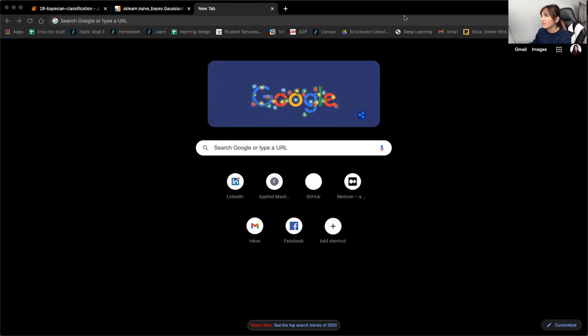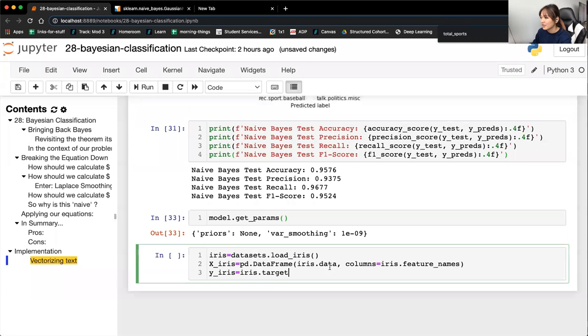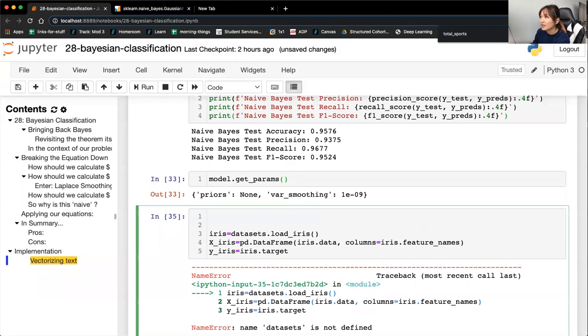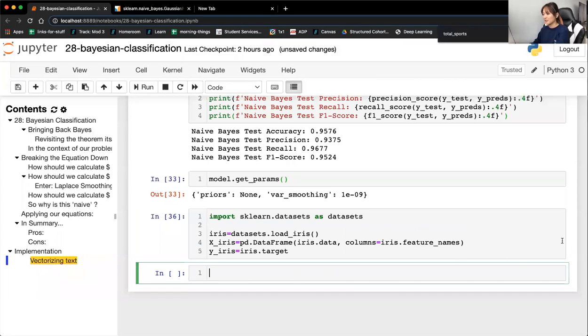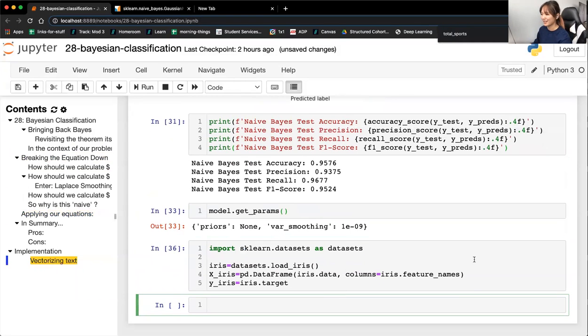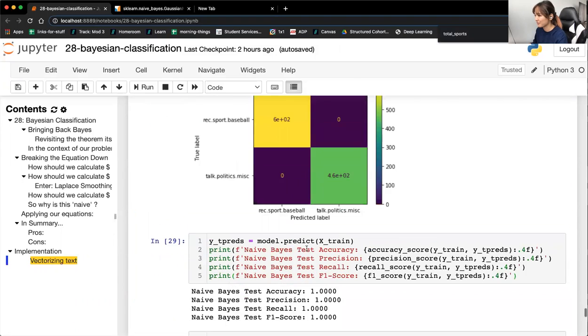Okay, so we're just going to use the iris data set real quick. Let me just copy and paste some code here. So we have our iris data set, and I need to import datasets real quick. All right, so now we have our X iris and Y iris. I won't do train test for this, but you can implement it in exactly the same way. So I have that model as naive Bayes here.